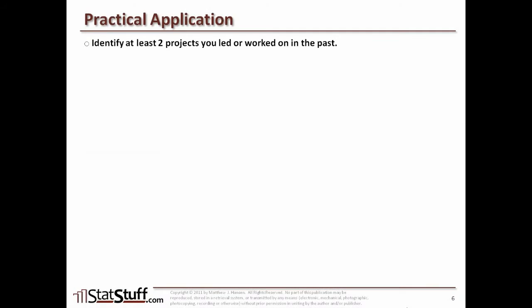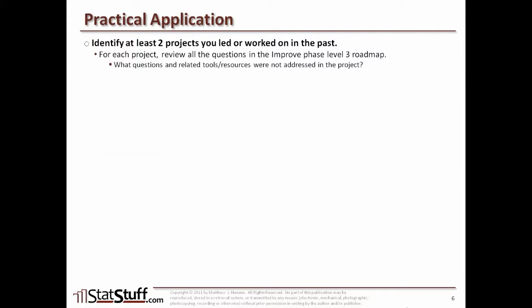All right, before we close this lesson, let's discuss how we can apply some of these concepts in a practical way. I'd like you to identify at least 2 other projects that you've led or maybe worked on in the past. And for each of those, review all the questions that were identified in the improve phase at level 3 of the roadmap we just reviewed. What questions or related tools or resources that are listed there were not addressed during each of those projects? And why were those not addressed in the projects? And what different outcome or results could have been realized if you had addressed those issues and questions within the project? Well, that wraps up this lesson.